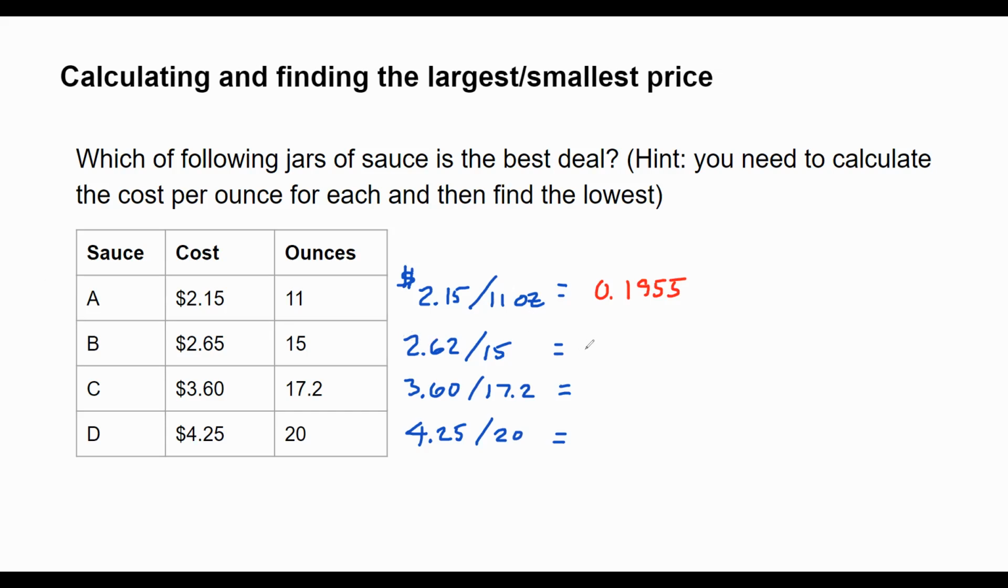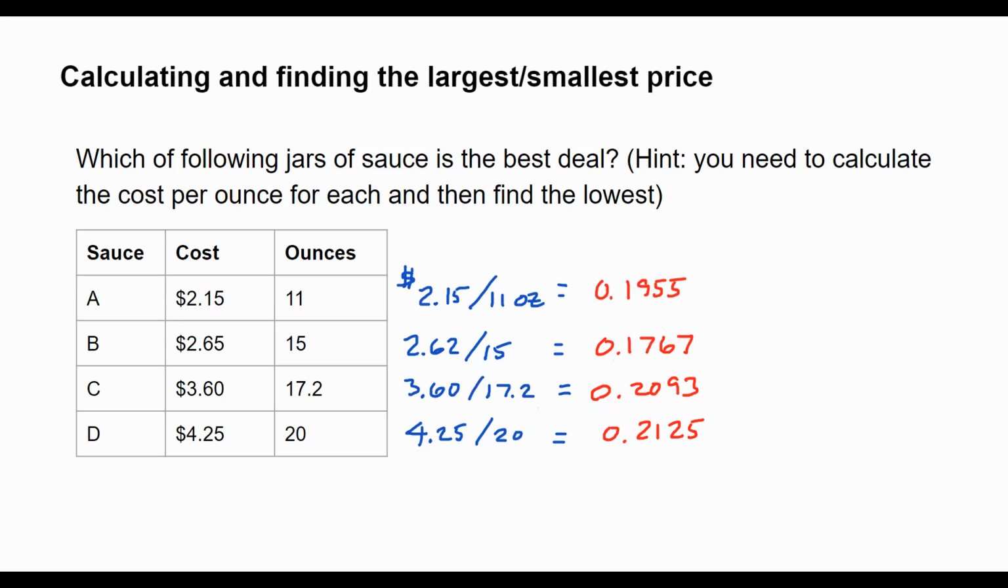For sauce B, 0.1767. For sauce C, I get 0.2093. And for the last one, I get 0.2125. Now I'm just cutting off the values so that we have 4 digits after the decimal point. That makes it easier to compare.